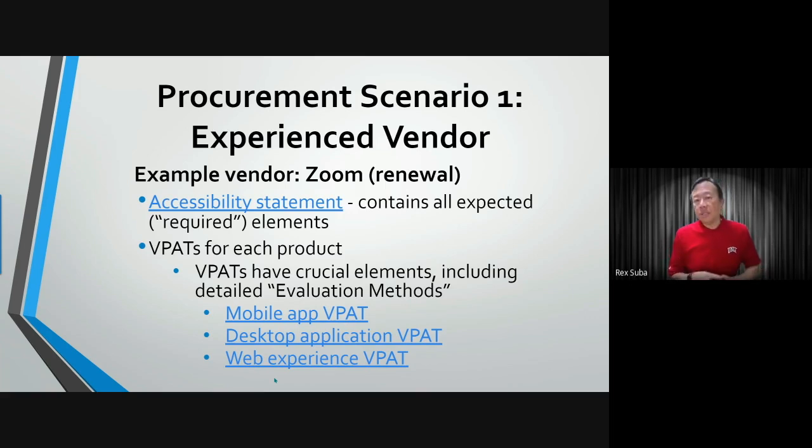So this particular scenario is the vendor's got the accessibility statement. It has everything they're supposed to have. They have various VPATs for any and all products that could be used in the course of trying to utilize the Zoom service. They're a plan A to go.